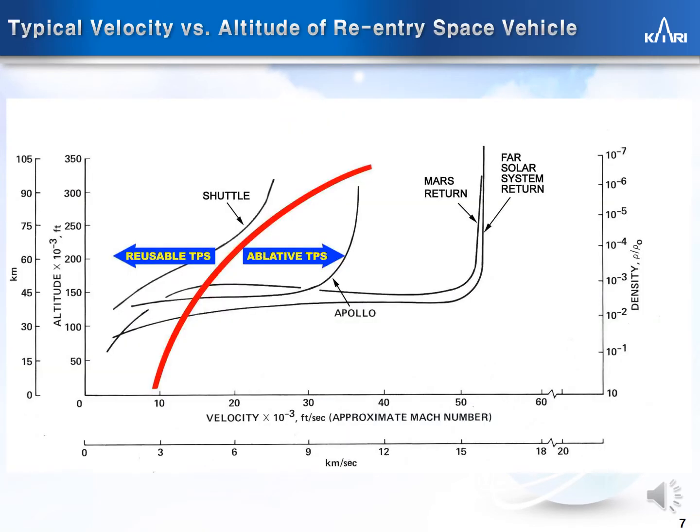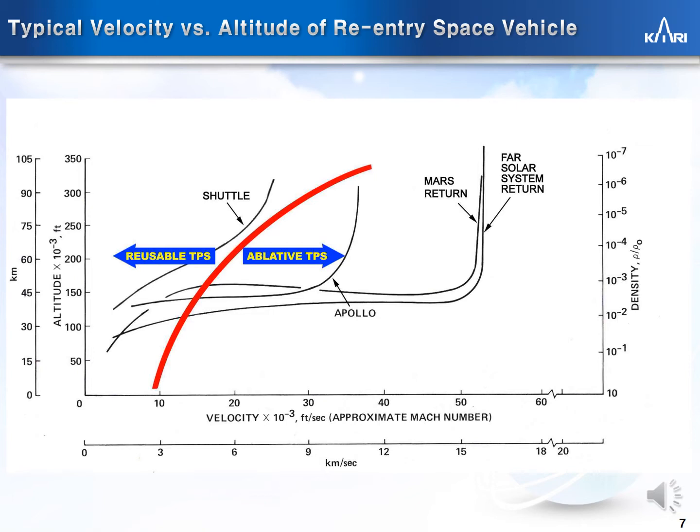This shows the typical velocity versus altitude of reentry space vehicle. The space vehicles from the deep space exploration missions show very high reentry velocity because of this small scale of size and a very high entering speed. It shows the maximum speed over the Mach number 40. So it needs ablative thermal protection system.